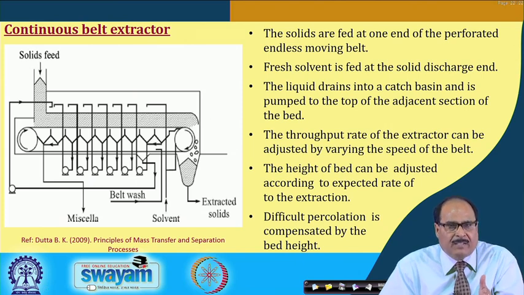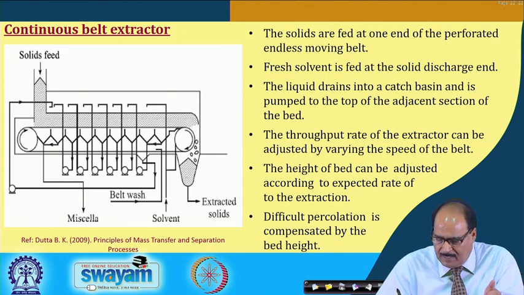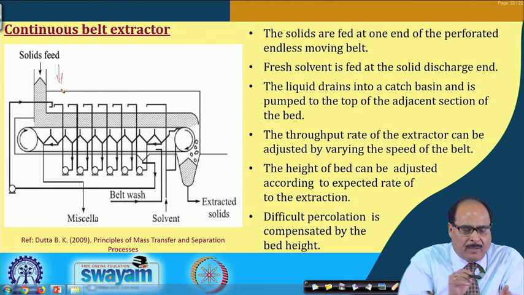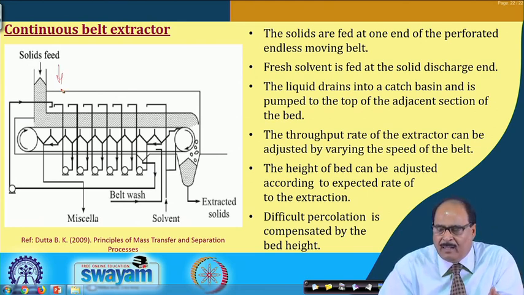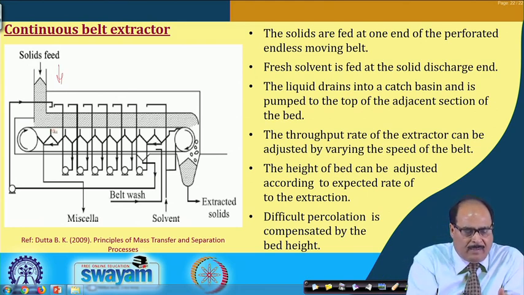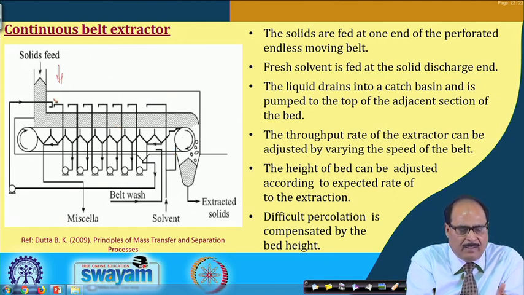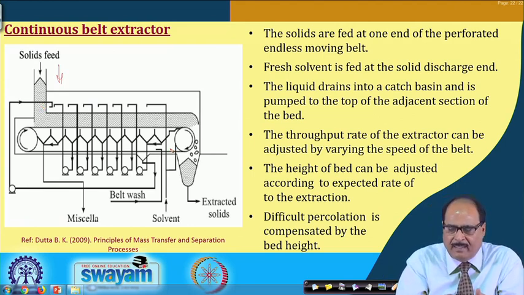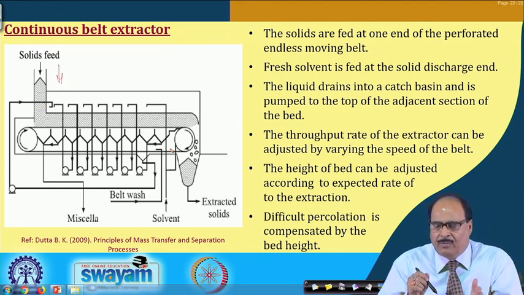Continuous belt type extractor is another common extractor which is used by the industry. In this case, the solids are fed at one end of the extractor, okay, on the perforated moving belt. At one end the solids are fed and the fresh solvent is fed at the solid discharge end. The liquid drains into a catch basin and is pumped to the top of the adjacent section of the bed.